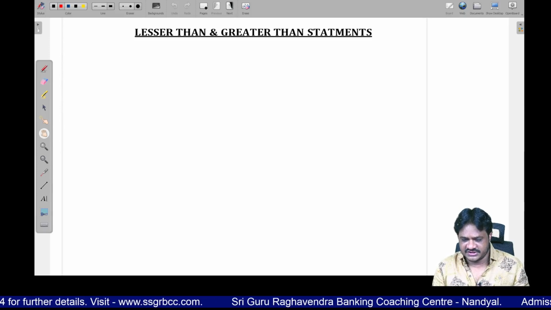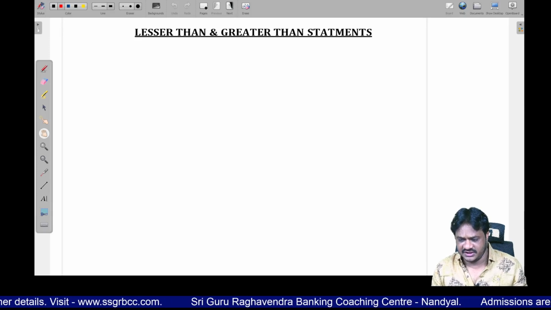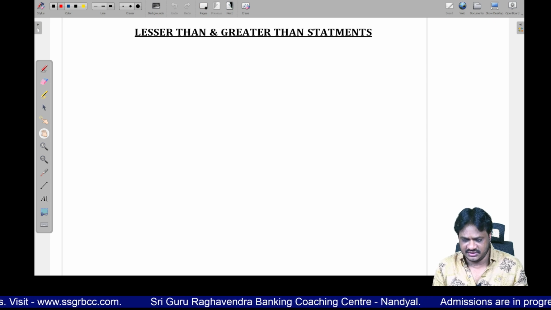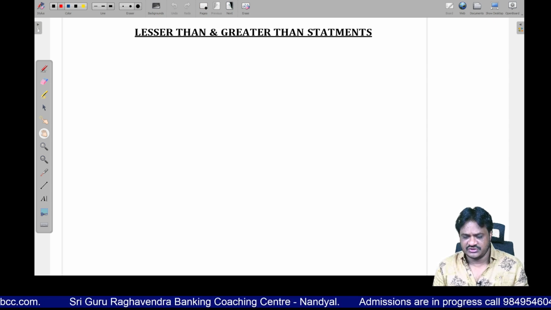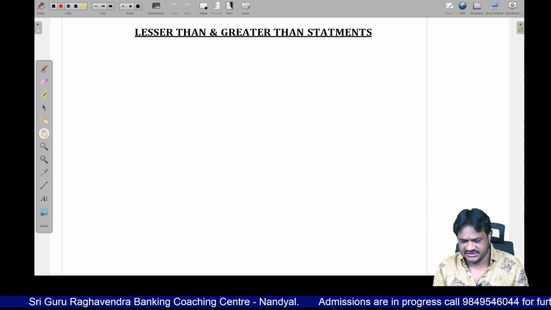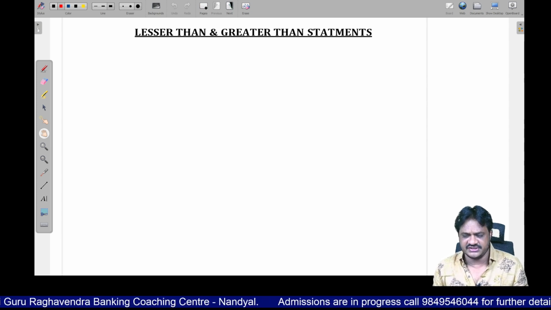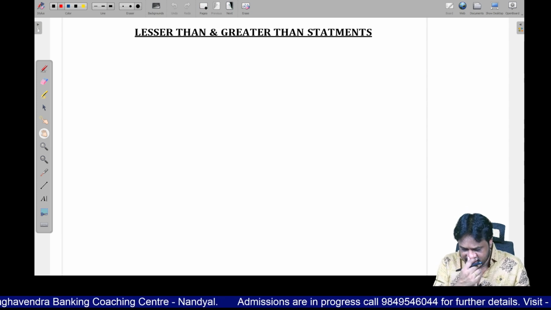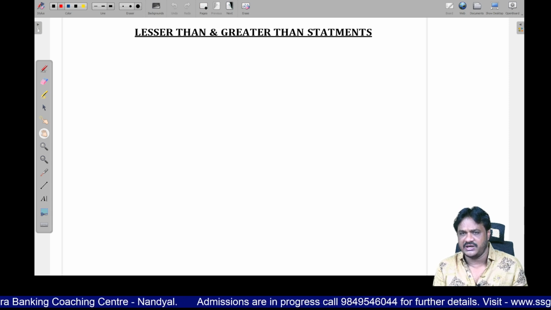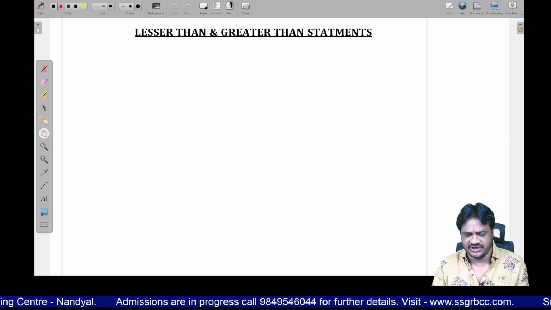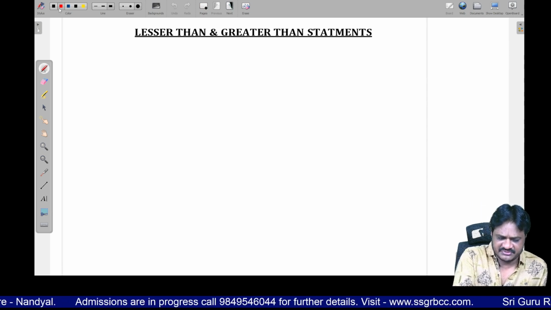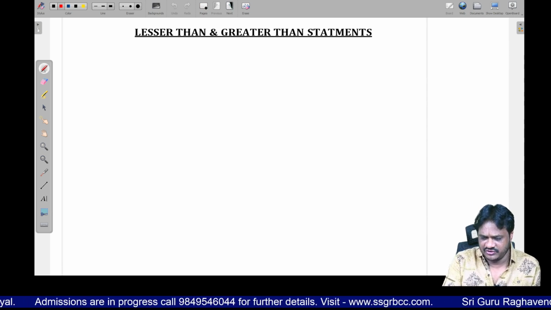Okay, today we will discuss the lesser than and greater than statements in the reasoning subject. So, what do we mean by lesser than, greater than? This is also called inequalities. These questions will come mainly for the prelims exam. For the prelims exam, this will be very useful. Here, lesser than, greater than means there will be only 5 relations.